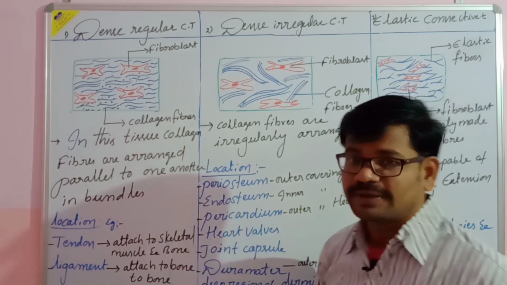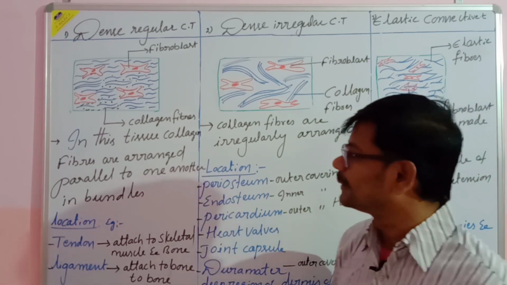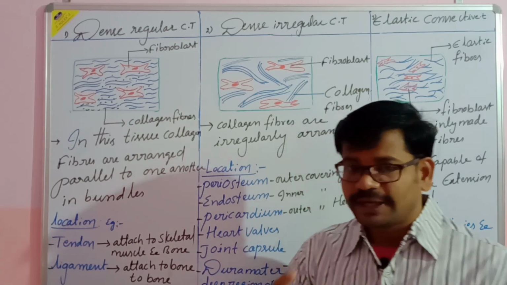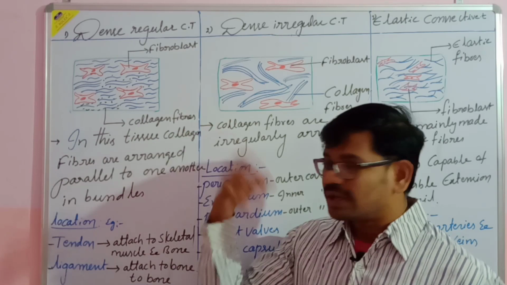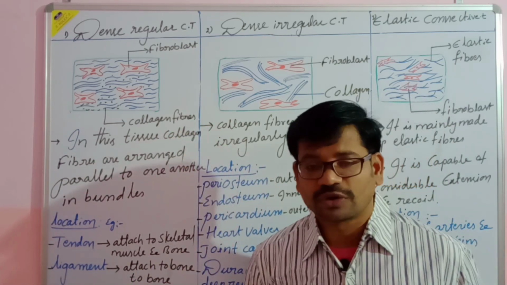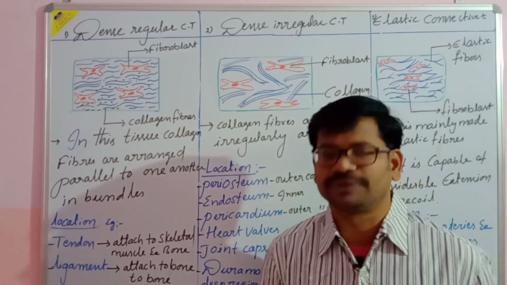The collagen fibers are arranged in bundle form, which gives strength to the tissues. That is why, if collagen fibers are boiled, they become gelatin, because these collagen fibers are made up of collagen protein. This collagen protein is easily digested with the help of pepsin.